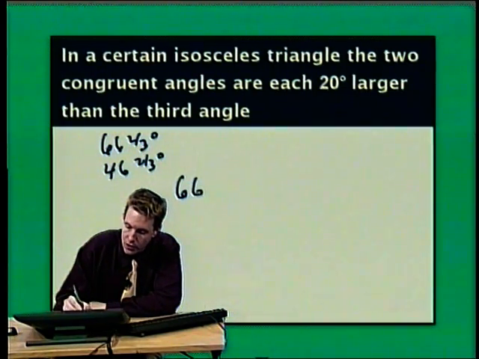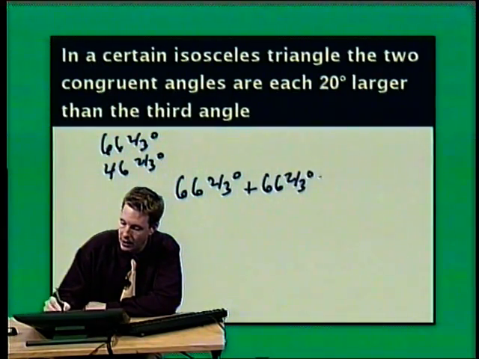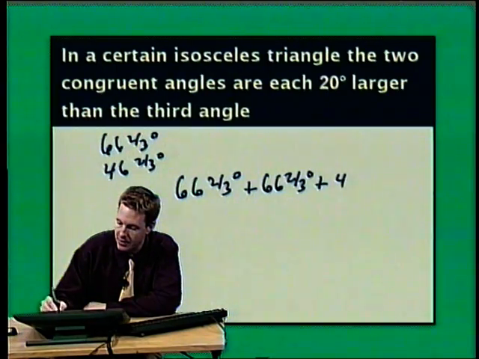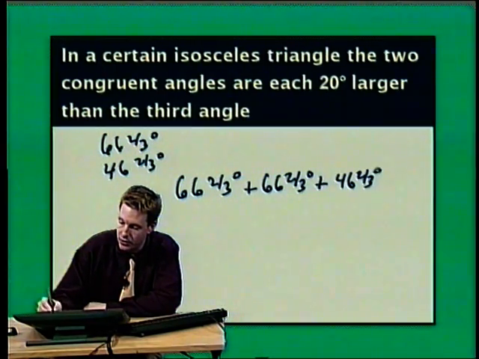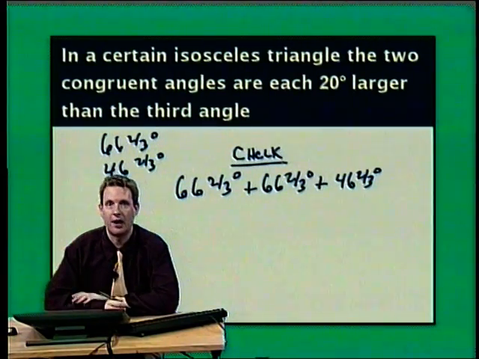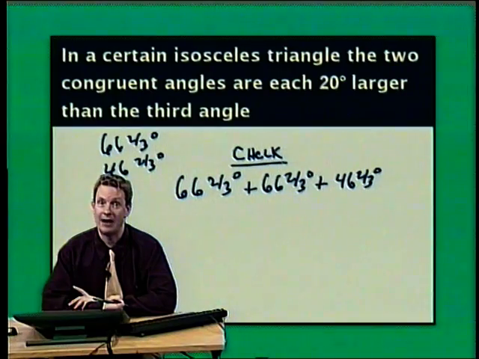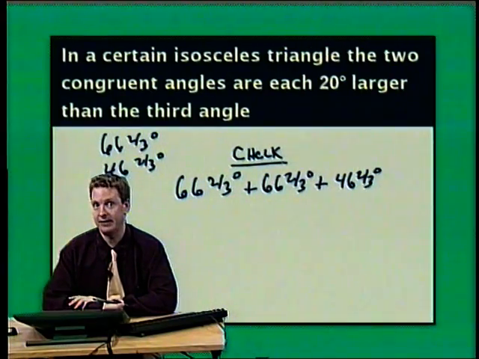So we have two angles whose measurements are 66 2/3 degrees, and one angle whose measurement is 46 2/3 degrees. And we want to check that this sum is 180 degrees. You know, 66 2/3, that's just a short way of saying 66 plus 2/3. So we've got 66 plus 2/3 plus 66 plus 2/3 plus 46 plus 2/3.